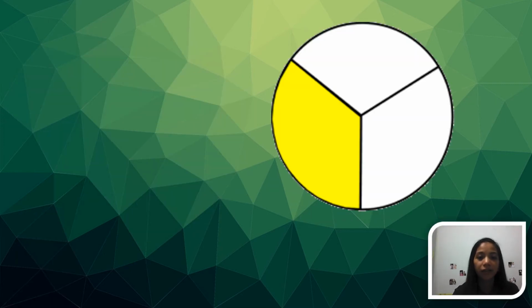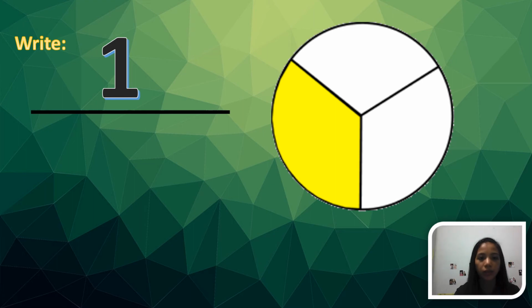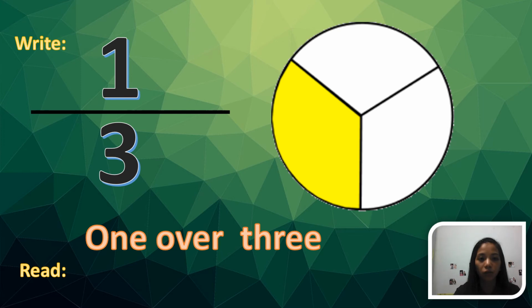Let's try another example. What if you encountered a figure like this? Remember that the shaded part, or the part with color, will be the numerator. So how do we write the fraction? The shaded part is only 1. And then put a separator, and there are 3 total parts. So how do we read this fraction? 1 over 3, or we call it 1/3.